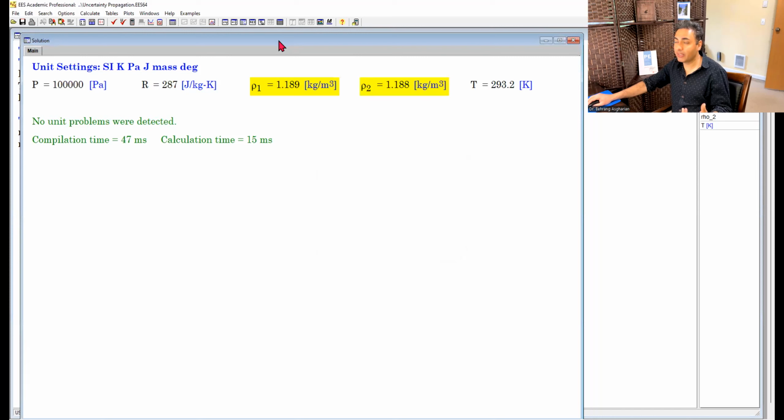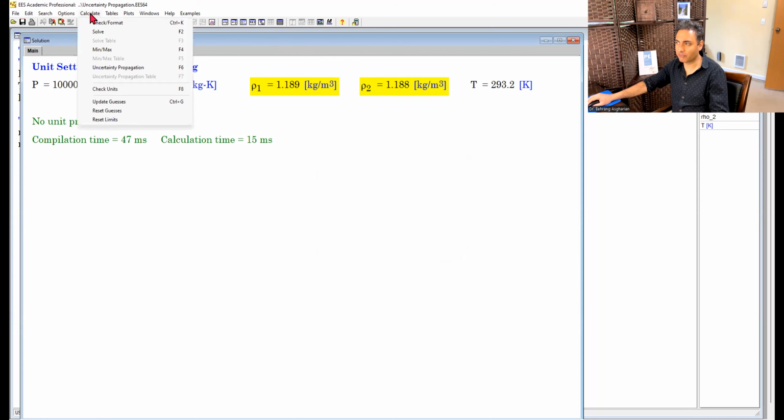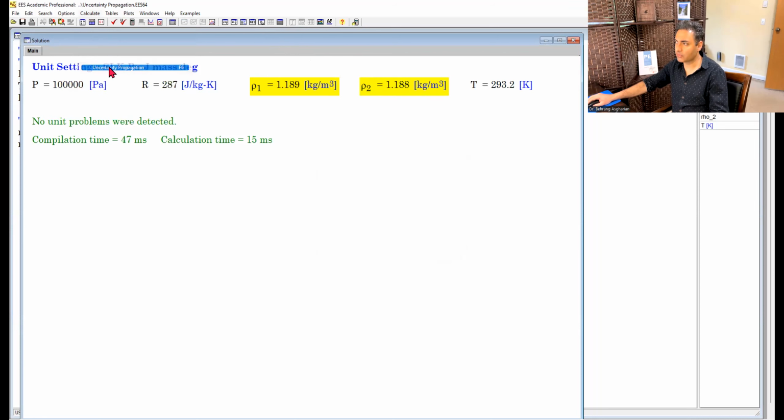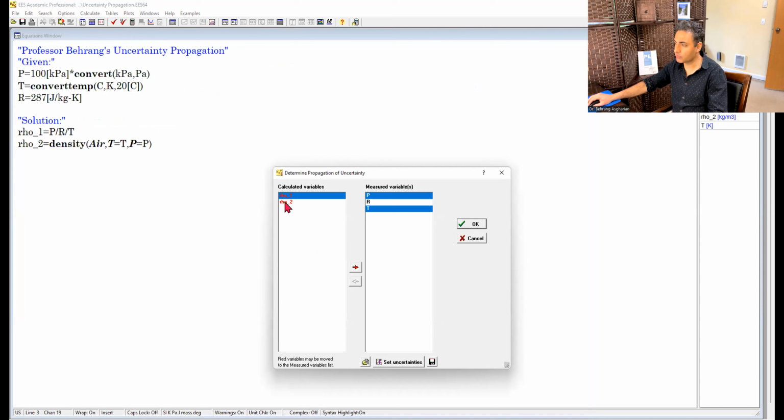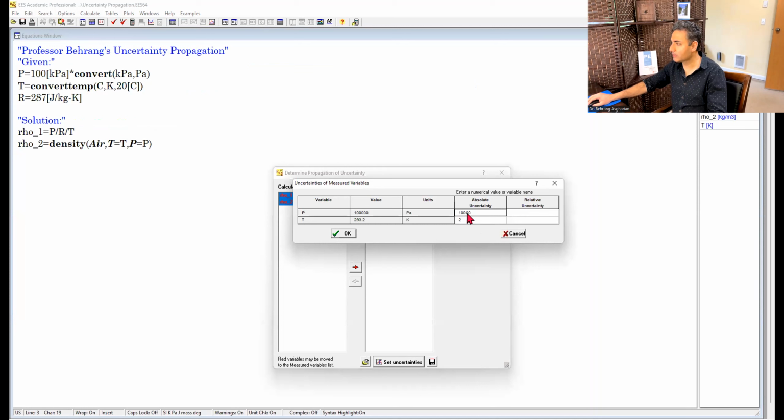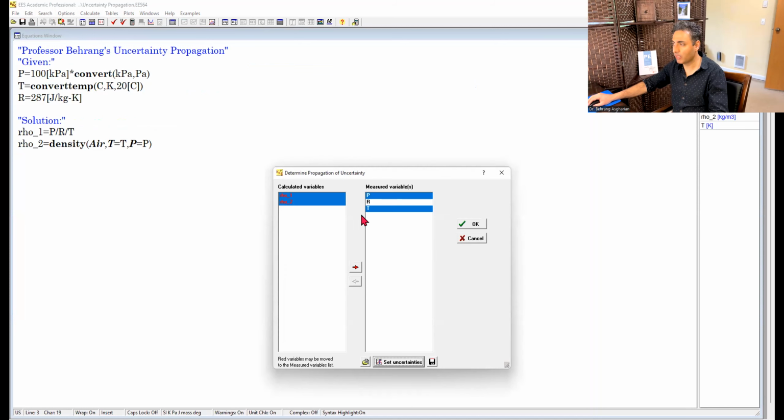Now, how can I use the function to find the uncertainty? Same thing, nothing different. You go to calculate, you go to uncertainty propagation. This time, you also choose rho 2. Rho 2 is also a calculated variable using the measured variables that we fed EES. So you go here, set uncertainties, and same thing. Well, you don't even have to change any of these. Keep everything the same.